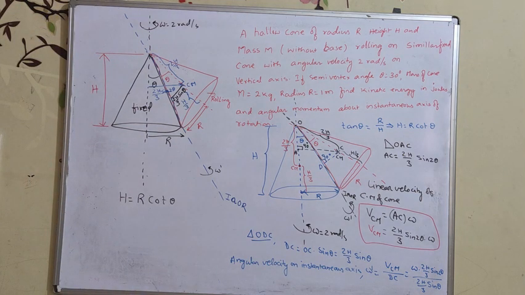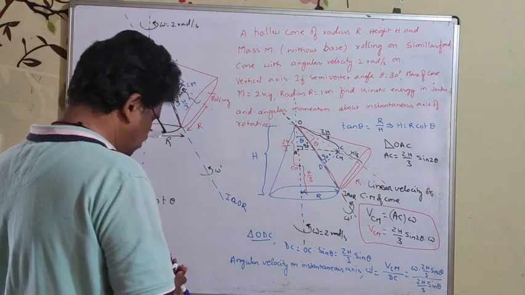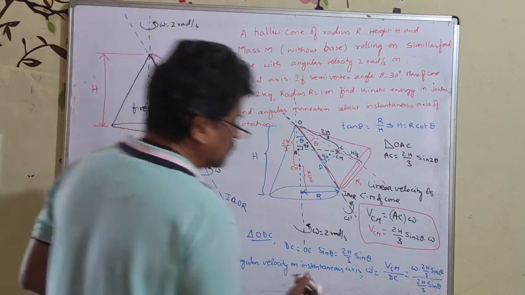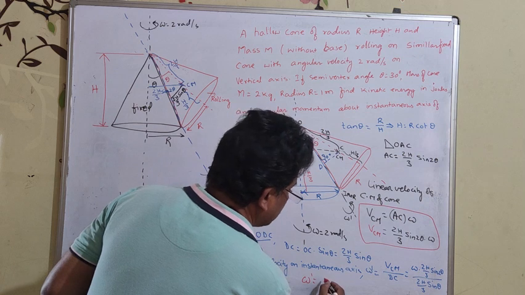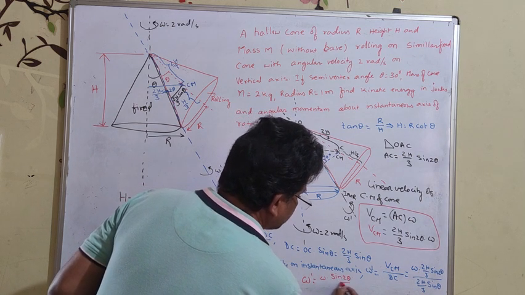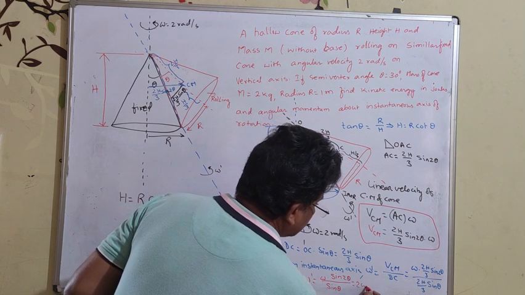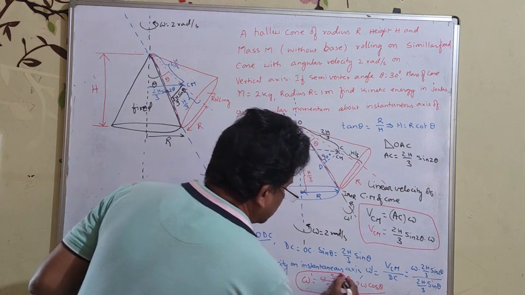If 2h by 3 cancelled out, what remains? Omega dash is equal to omega into sin 2 theta divided by sin theta. Otherwise, it is 2 omega into cos theta. This value is remaining, omega dash.